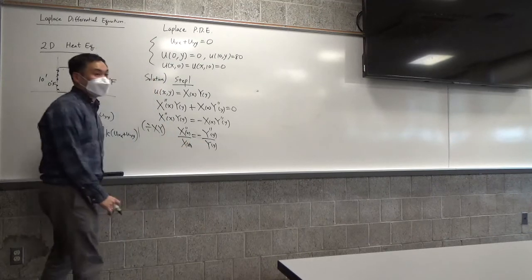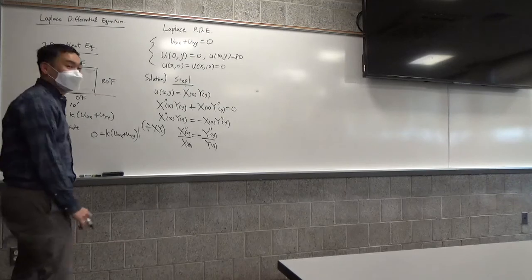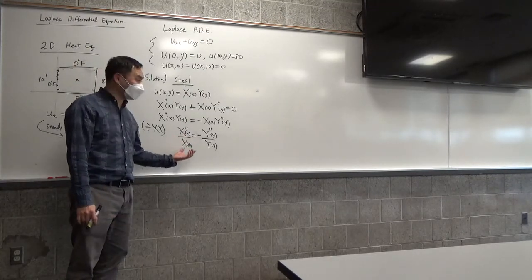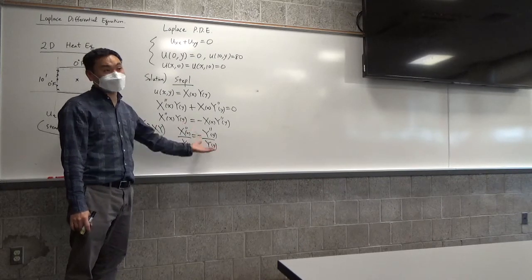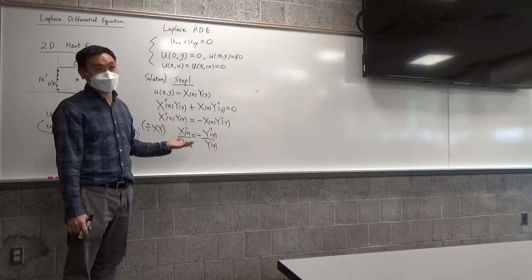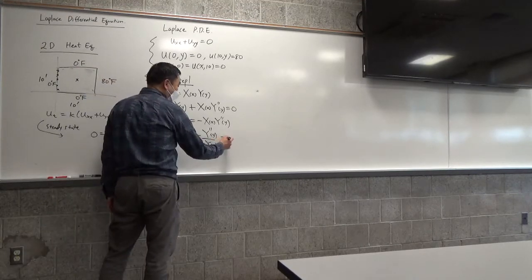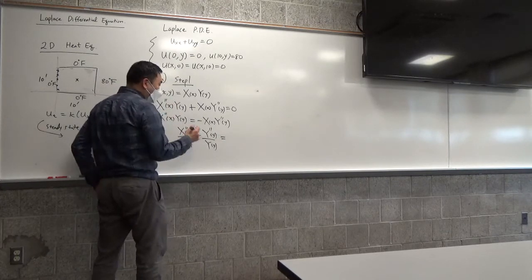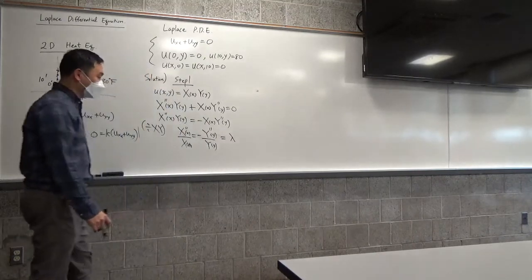Okay, now at this point, what's the crucial argument? It must be a constant, because it's a function of x equal to a function of y. There's no way you can have a function of x and a function of y equal to each other for all values of x and y unless they are constants. Okay, and so we name it as negative lambda. However, this time I want to put it as positive lambda.